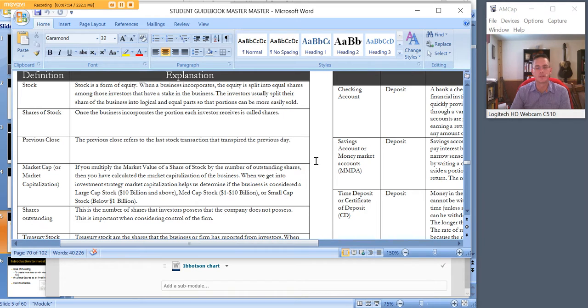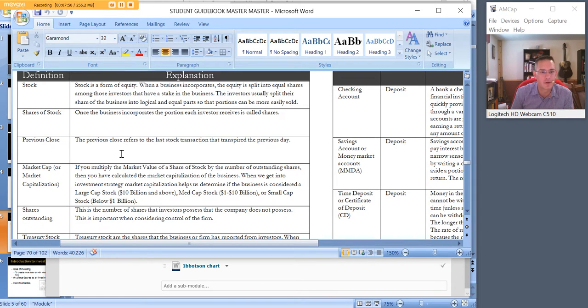So you're familiar with these terms, because after this I'm going to start using them as if you do know them. The first definition is stock, and stock is a form of equity. We have common stock and preferred. When a business incorporates, the equity is split into equal shares among those investors that have a stake in the business. The investors usually split their shares of the business into logical and equal parts so that portions can be more easily sold. Then we have those shares of stock. Once the business incorporates, the portion each investor receives is called shares, or that apportionment.